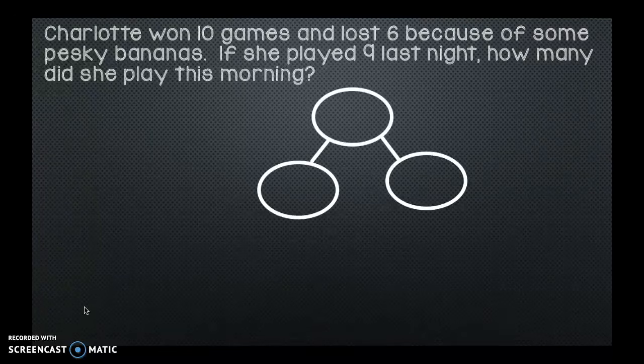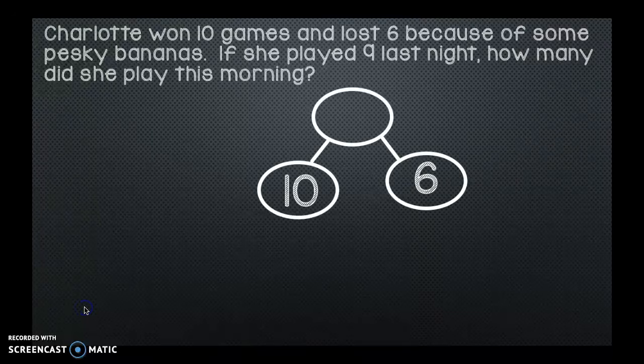Charlotte won 10 games and lost 6 because of some pesky bananas. Go ahead and fill in the 2 parts and then see if you can fill in the whole amount. Press pause until you're ready and then press play to check yourself. Okay, so let's see. It says Charlotte won 10 games and lost 6. So I know that 10 is a part and 6 is a part.